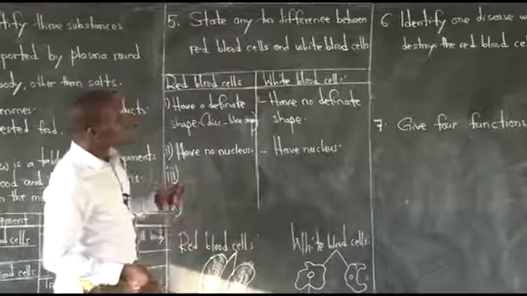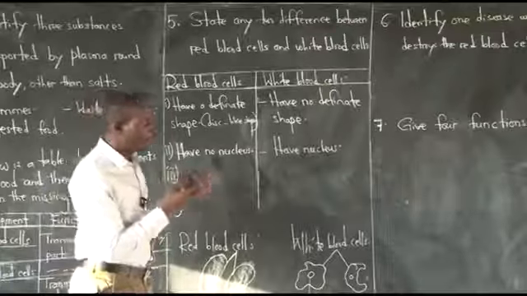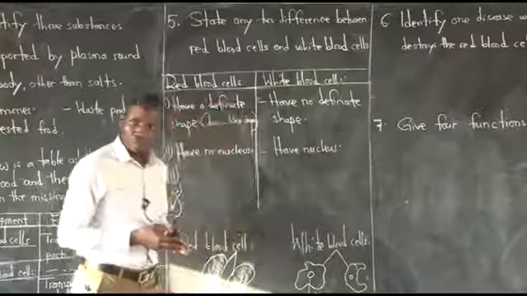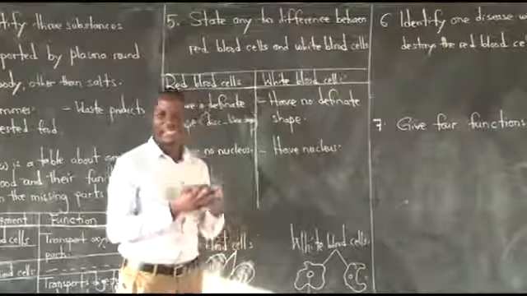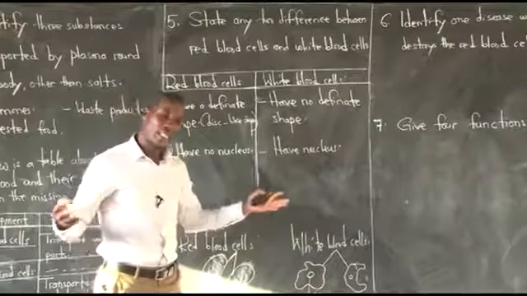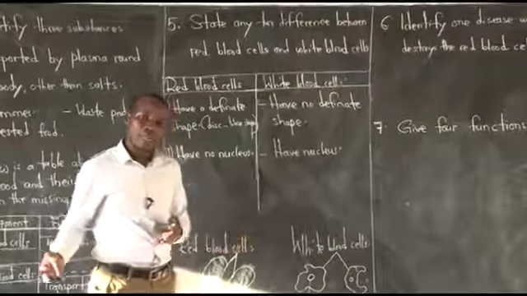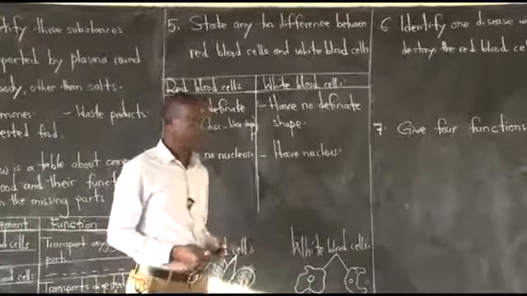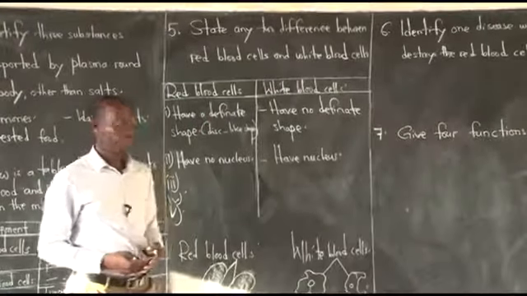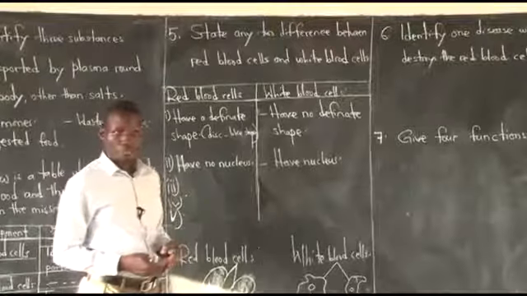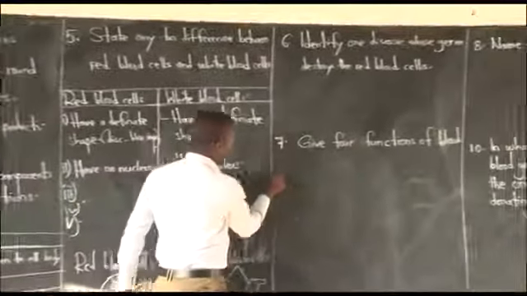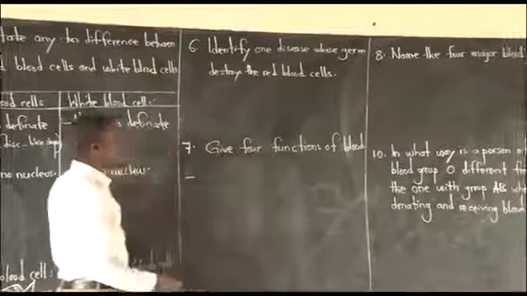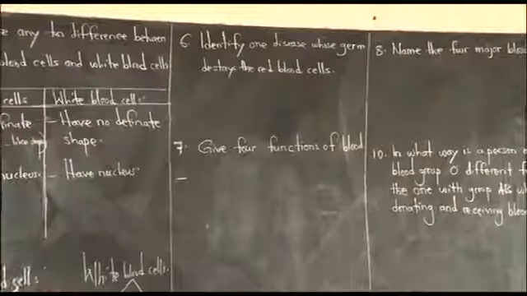And then for number 7, we are asked to give 4 functions of blood. Right from the blood components, you can get the functions. Just look at each blood component and its function, then bring it here, because it's part of blood. Let's look at some of them, and then we see how we get together. For blood components with the functions, you can easily get this.